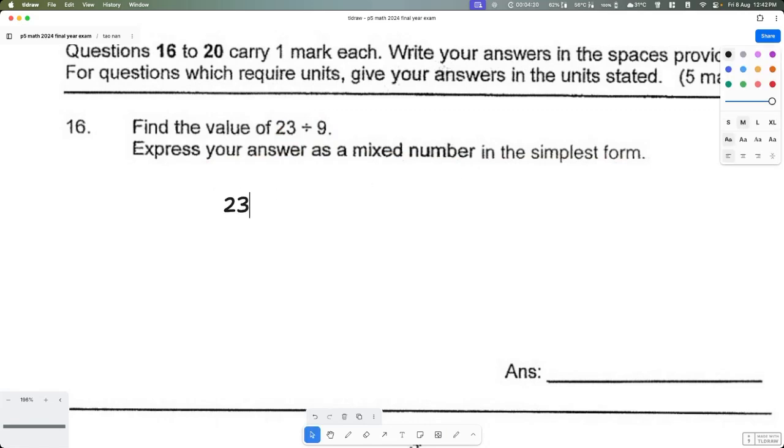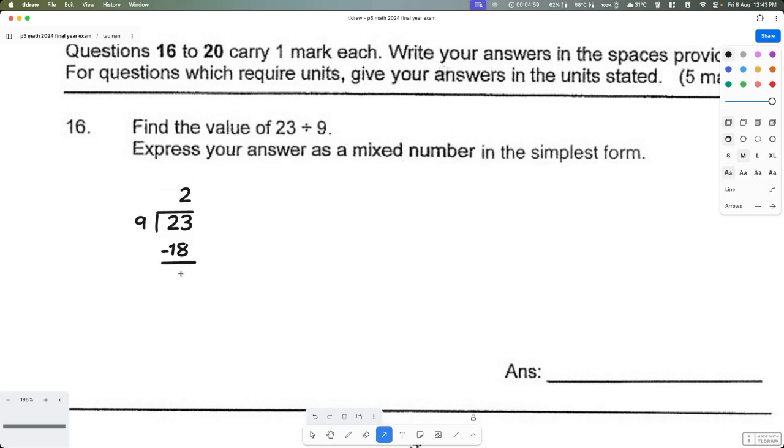So we are expressing this as a mixed number. We will just do a normal division, so 23 divided by 9. That's what you see over here. What is closest to 23 that is a multiple of 9? It should be 18. So you minus 18 over here, and your remainder is 5.